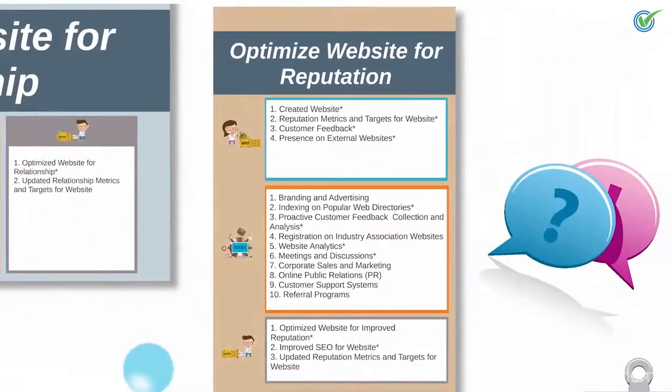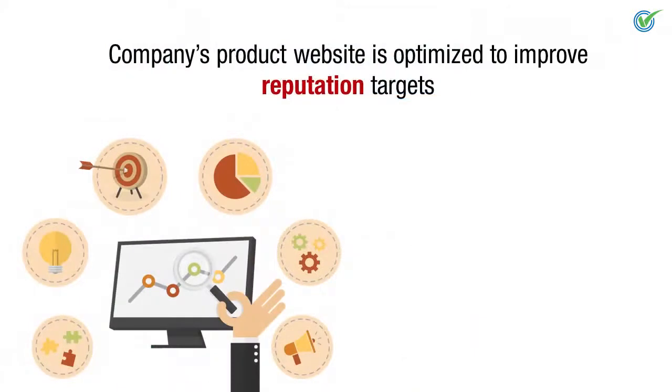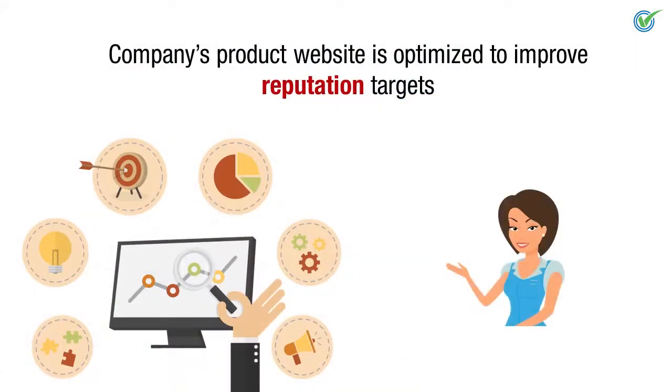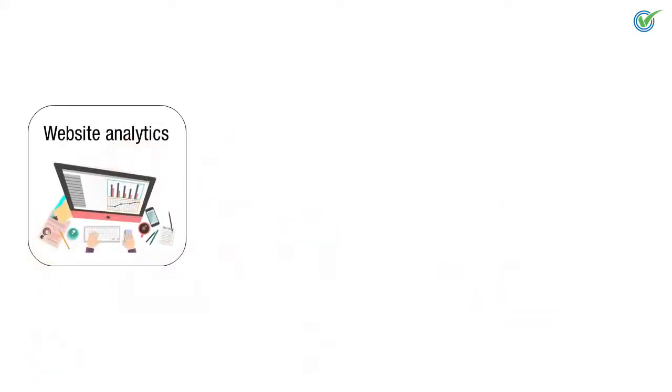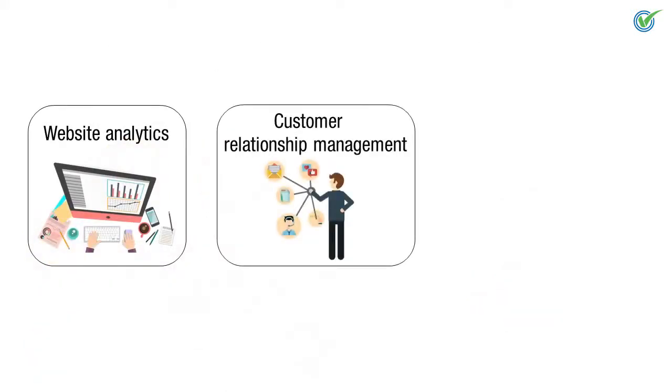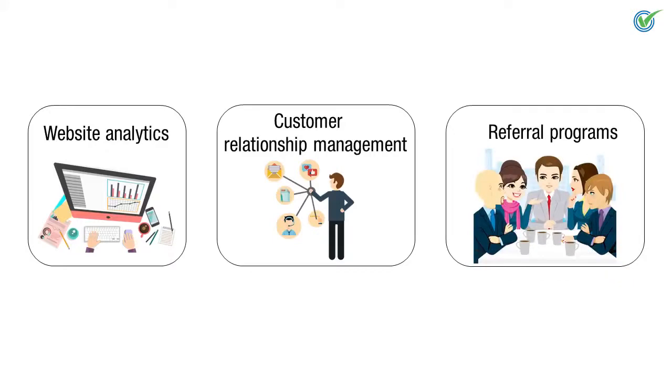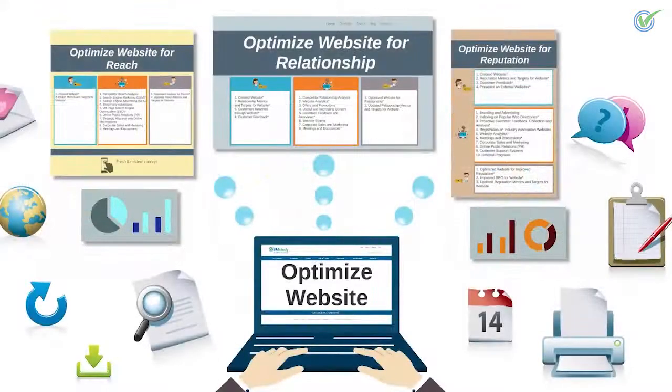Optimize website for reputation. In this process, the company's product website is optimized to improve reputation targets using various tools and techniques such as website analytics, customer relationship management, and referral programs. This figure provides an overview of the three processes to optimize websites.